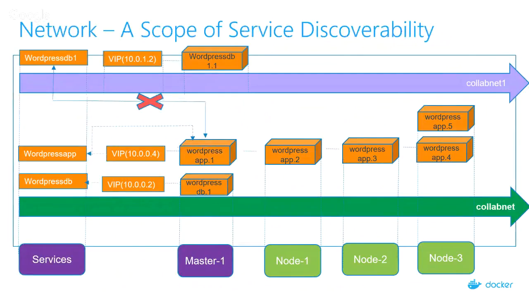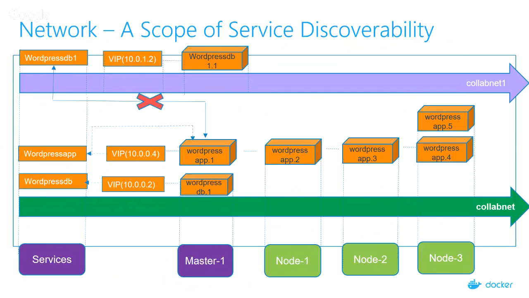This is an important slide which talks about how you isolate one service from another. So at this point, I have a second service which is hosted on the collabnet1 overlay network. Any container sitting on collabnet should not be able to reach the other overlay network unless you specify it through the CLI.